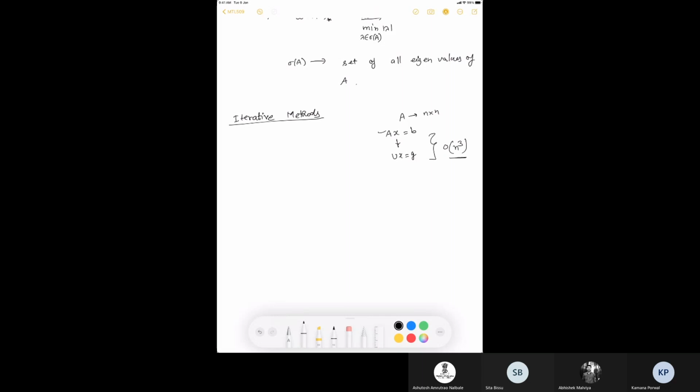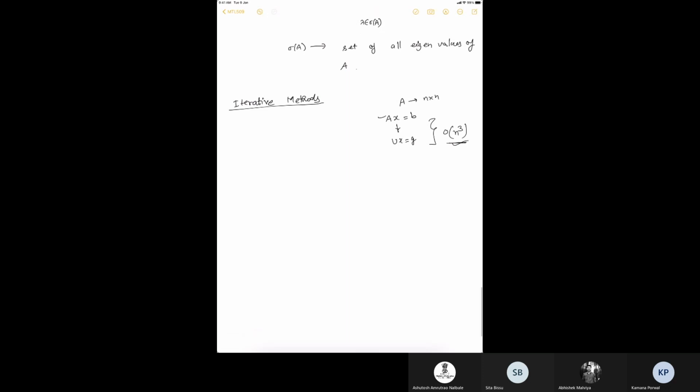For that reason, we are going to look for alternative methods with fewer operations, so that when my n is very large, I don't have to perform n cube types of operations to solve a system, right? So these iterative methods which we are going to see will have complexity of order n squared, which is much less than the complexity of the direct methods. So the first method which we are going to see in the iterative methods is the Gauss-Jacobi method. Or this is also simply called the Jacobi method.